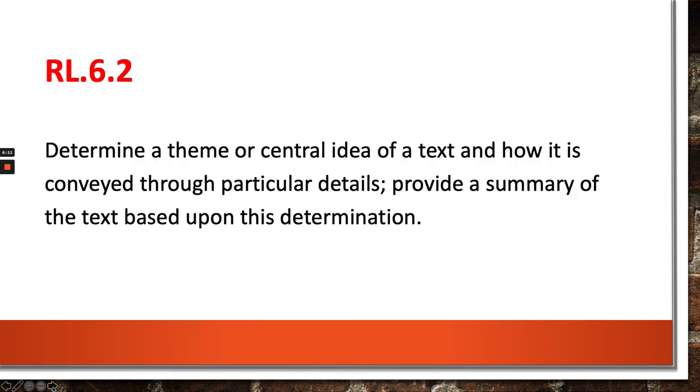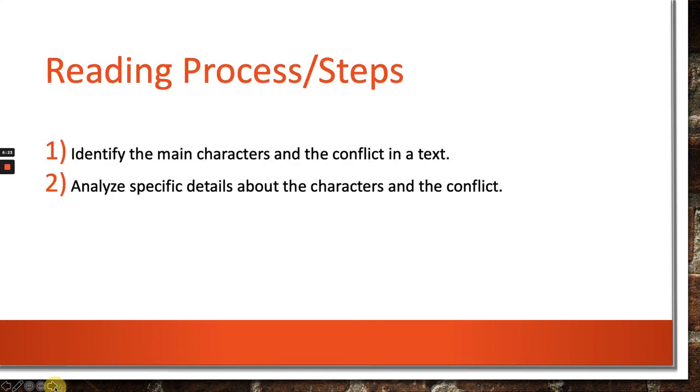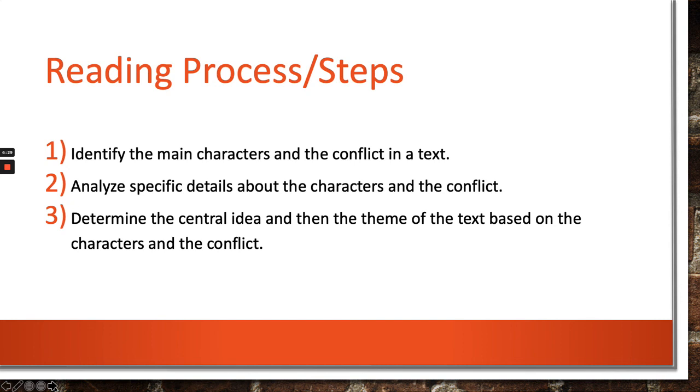So again, today we looked at RL 6.2, where we determined the theme and the central idea. We did both of a text and how it is conveyed through particular details. How we did that was to identify the main characters in the conflict. We analyzed specific details about the characters in the conflict within the text, and then we determined the central idea first and then the theme of the text based on our details about the characters in the conflict.